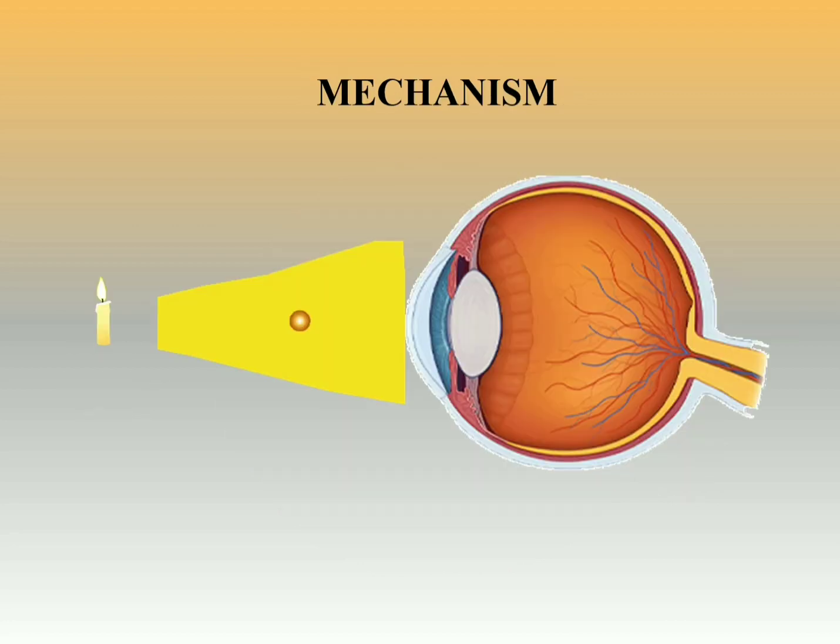Mechanism. Light rays enter the eye through the cornea. The cornea's refractive power bends the light rays in such a way that they pass freely through the pupil. Next, the light rays pass into the iris, where the iris has the ability to enlarge and shrink depending on how much light is entering the eye.